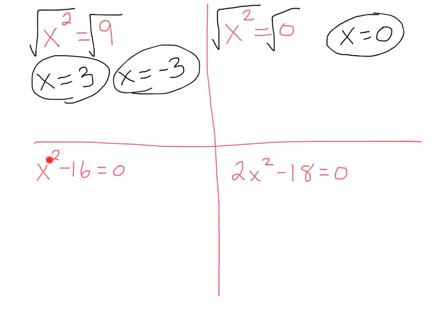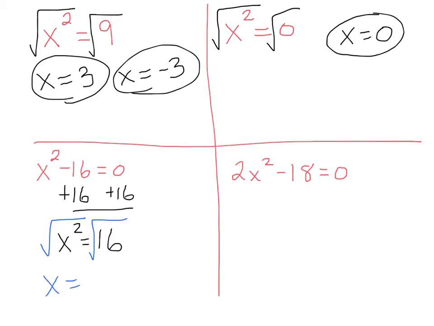Okay, let's look at this one. x squared minus 16 equals 0. So I can't take the square root of both sides on this one yet because I have not isolated the x squared. So the first thing I'm going to do is add 16 to both sides. And so I have x squared equals 16. And now you can see I have the variable on the left and the number on the right. So now I can get rid of the squared by taking the square root of both sides. So x equals, the square root of 16 is 4, but the square root of 16 is also negative 4. And so those are my two solutions.